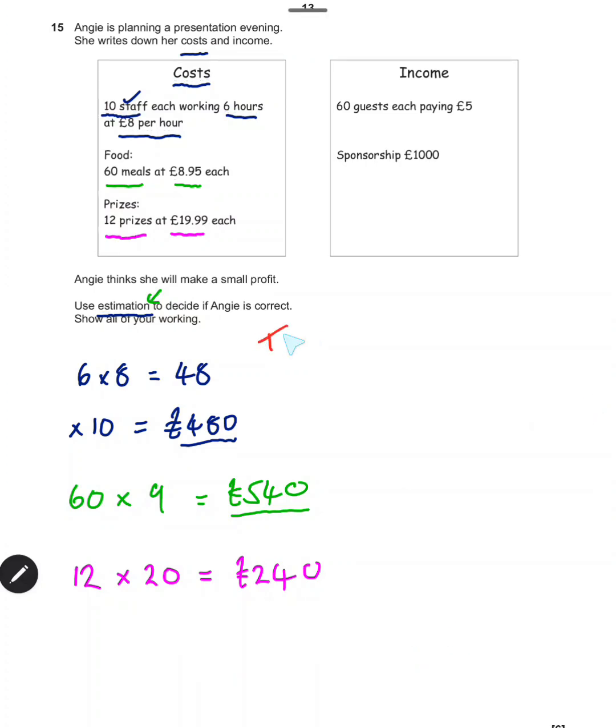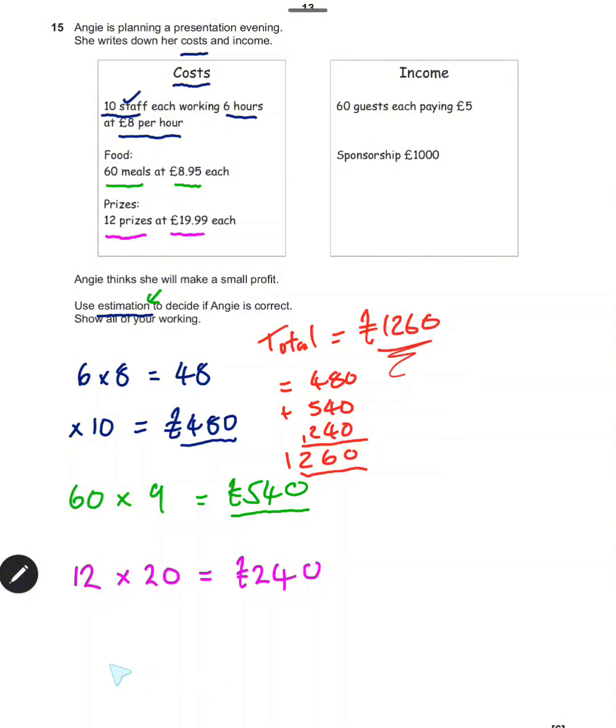We can work out her total costs, which is going to be 480 added to 540 added to 240, and that is going to come to, note is 8, 12, 16, and then 5, 9, 10, 12. Okay, so she's going to spend £1,260.